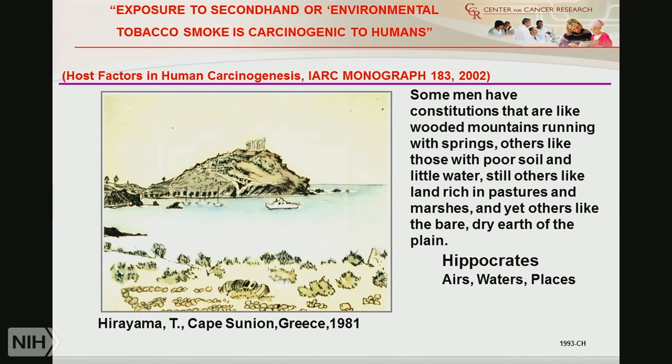So it's quite well established now that environmental tobacco smoke, the smoke that you might inhale from someone else's cigarette, increases your risk for cancer. And of course, Hippocrates' disease comes from Greece, and this is one of his translations. And it goes, some men have constitutions that are like wooded mountains, running with springs, others like those with poor soil and little water, still others like land rich in pastures and marshes, and yet others like the bare, dry earth of the plain.